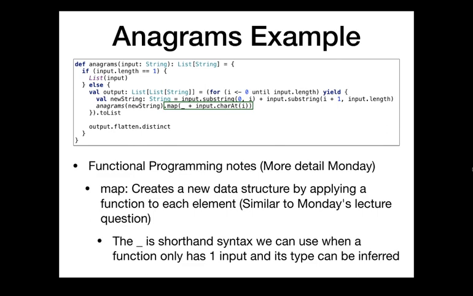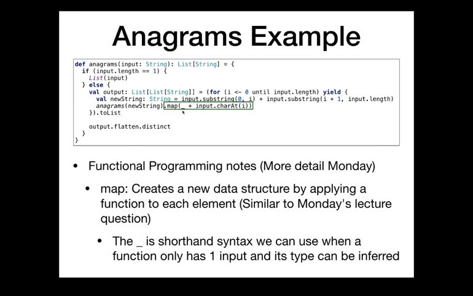Map is going to do something very similar to Monday's lecture question, this Monday's, not next Monday's, where you took a list and a function and created a new list based on that function. Map takes a function and does exactly that. It applies this function to each element of the input data structure and creates a brand new data structure with those elements, but with that function applied. The new thing here, besides map, of course map is new as well, is that I'm using a little bit of shorthand here to define my function.